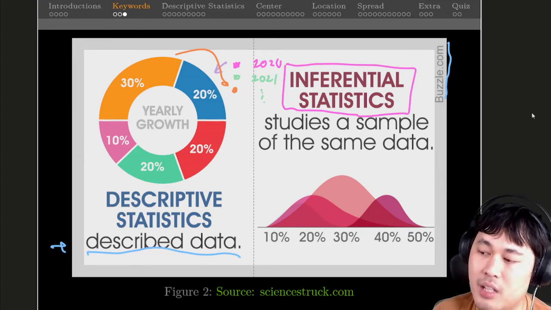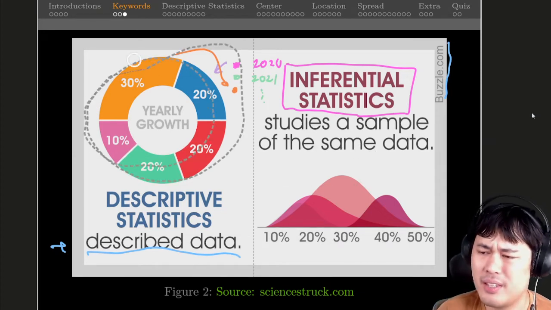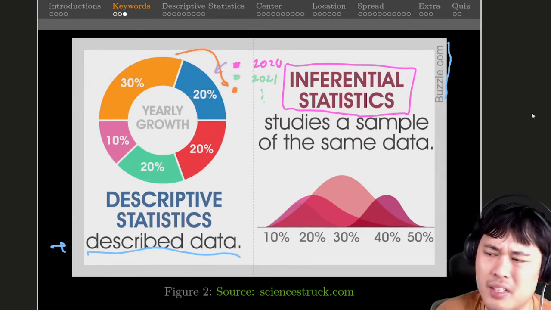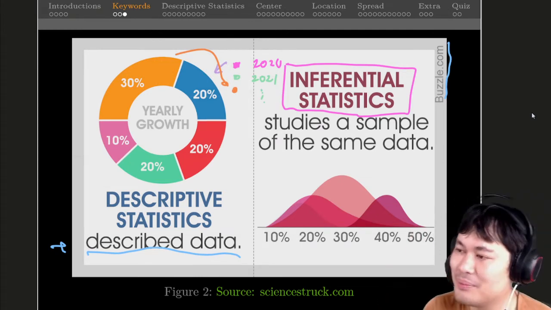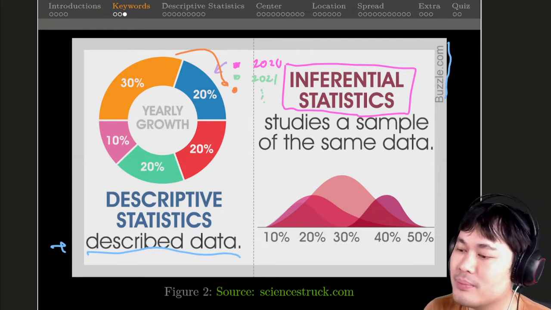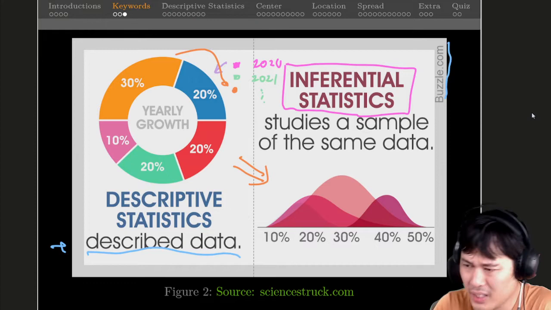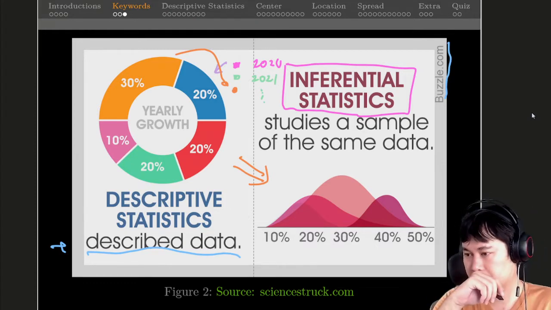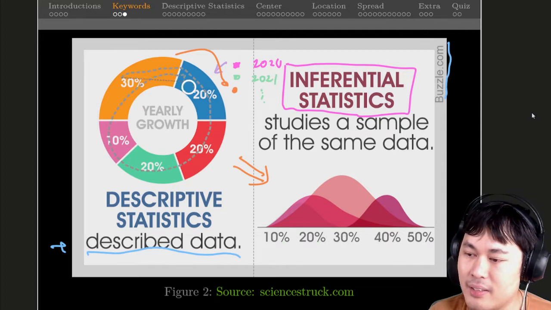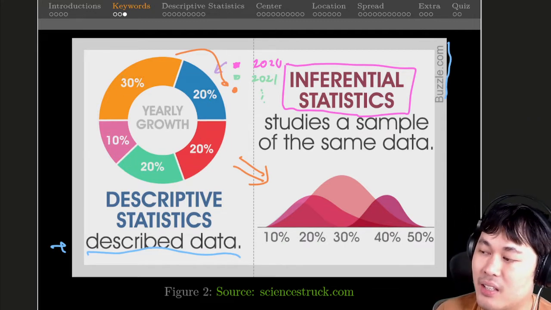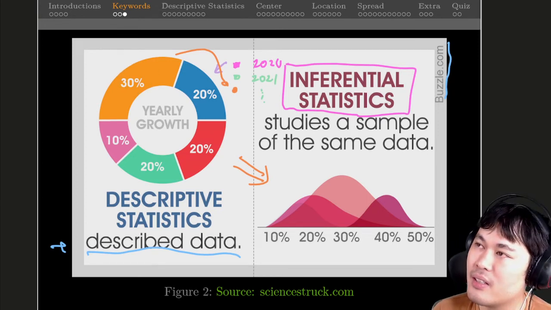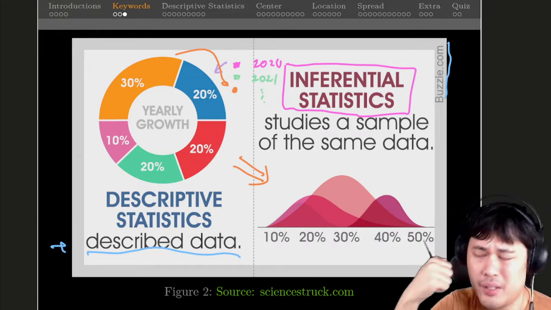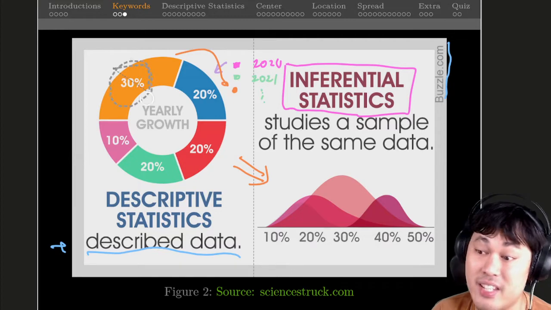Here we study a sample of the same data. It's still the same numbers: 30, 20, 20, 20, 10. And then we use some math, lots of math actually, to represent them in this kind of graph. These numbers are just numbers, they don't say much. But if you know some math, you can say that, oh, actually 30 is pretty irregular. There's something special going on that year.